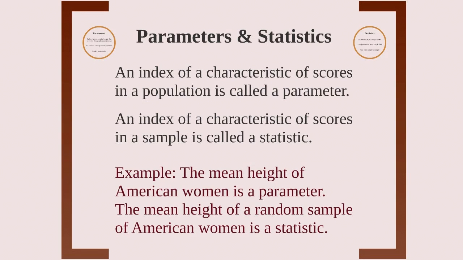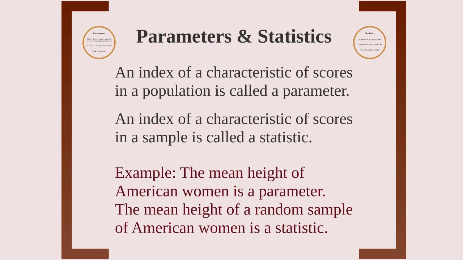Let's talk about parameters and statistics. An index of a characteristic of scores in a population is called a parameter. An index of a characteristic of scores in a sample is called a statistic. For example, the mean height of American women is a parameter.